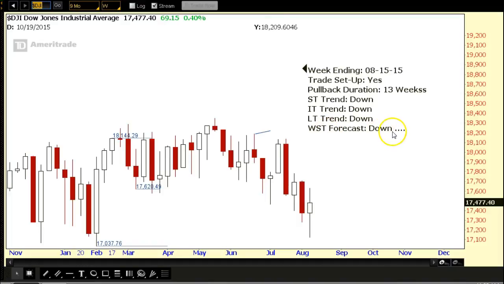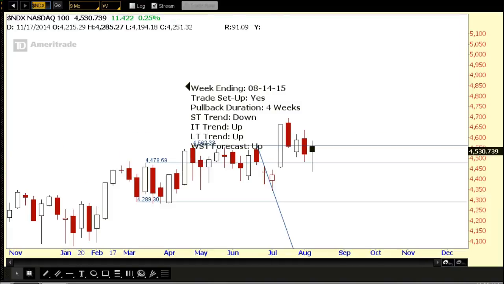Our forecast is down. We don't see any reason why it should go up, except though in the meantime it might go up. It might bounce from here and go up, but we don't. But the long-term forecast on this, based on what we see on this chart, is down, which isn't good for the overall market. All right, let's move on to the NASDAQ 100.